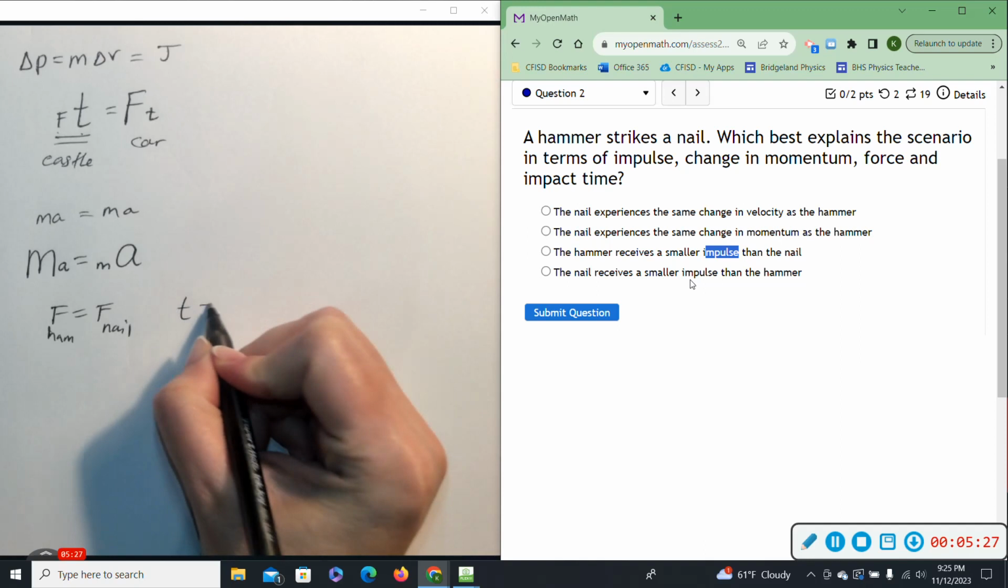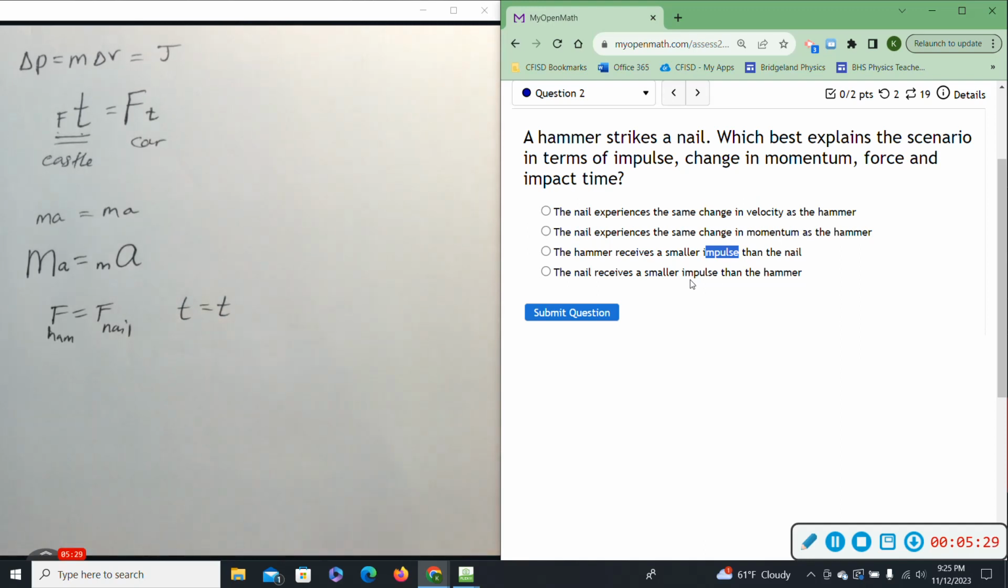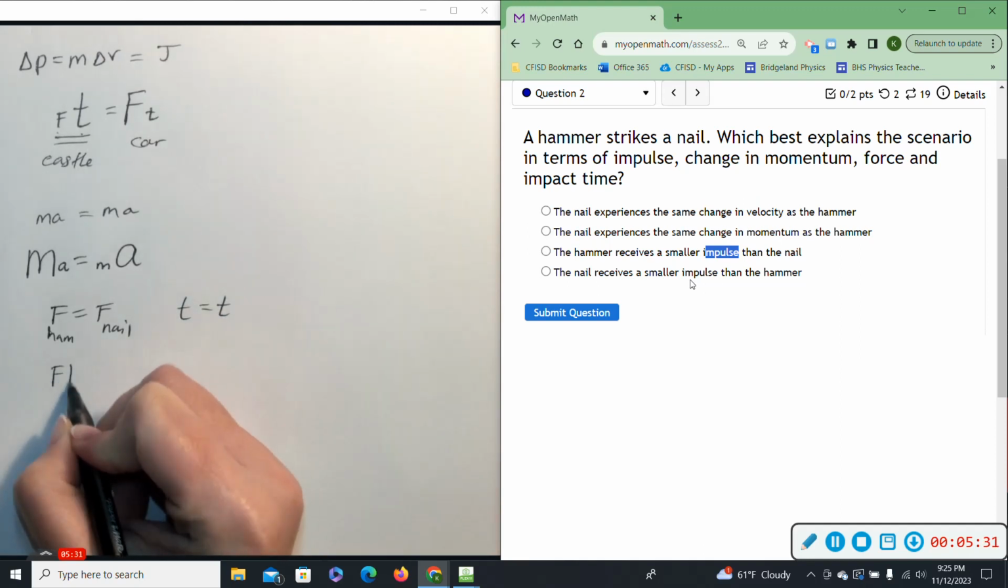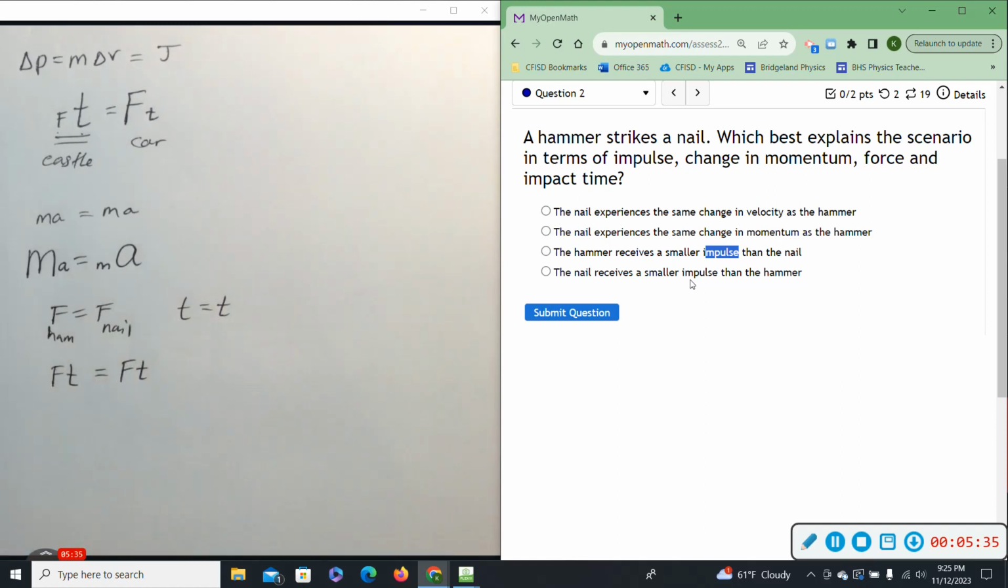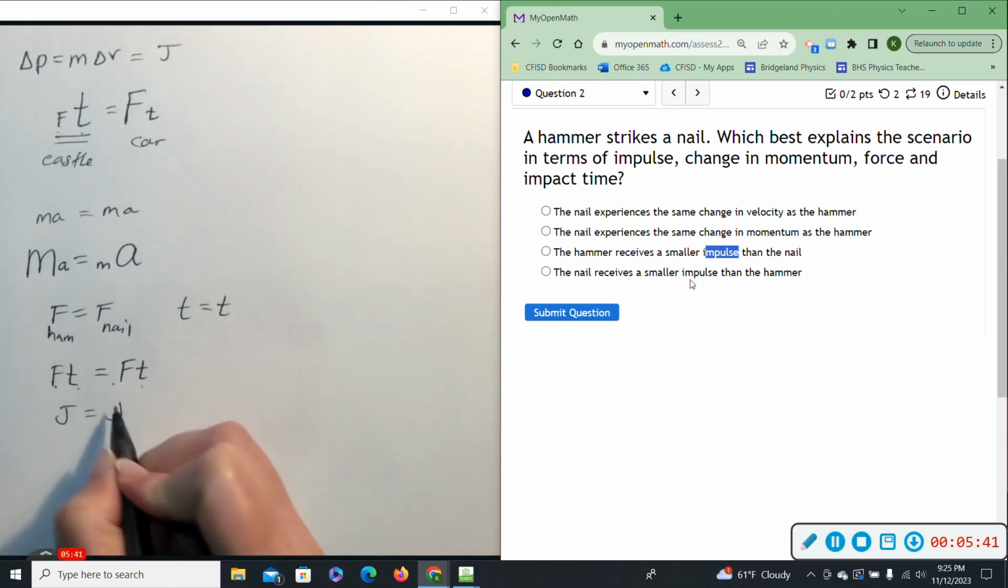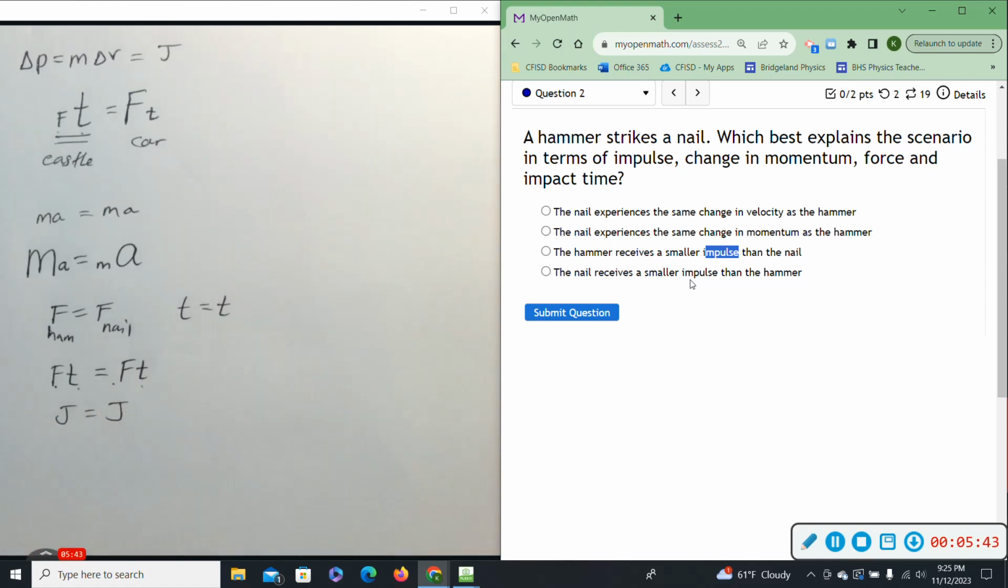They also have the same time of the collision, which means that the force times time for the hammer equals the force times time of the nail. They have to be equal. This is equal to this. This is equal to this. So of course the impulses are also equal to each other. And so if impulse is equal, so is change in momentum. The nail experiences the same change in momentum as the hammer.